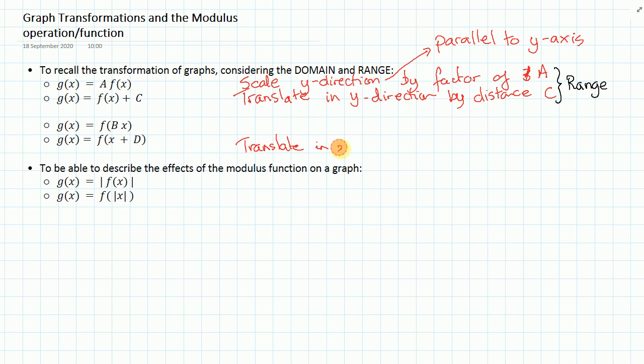Okay, so the d one at the bottom is a translate in the x-axis direction by a distance of -d. Notice it changed around because it's saying look this much further.